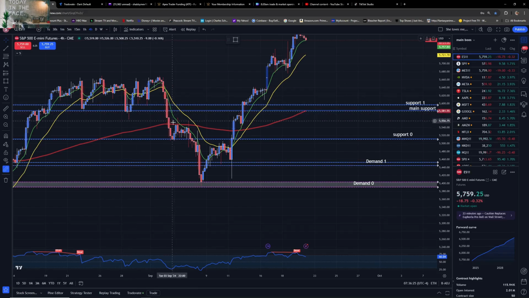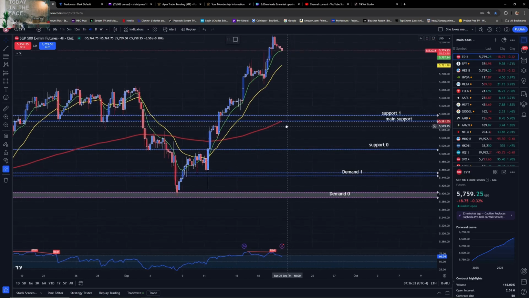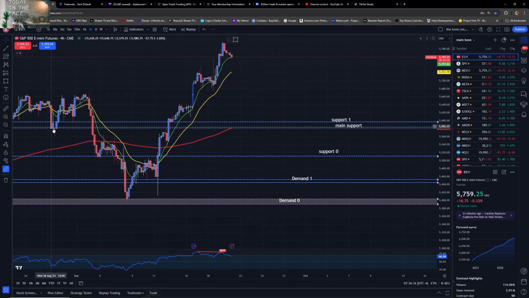We finally break down below it, going way down further. So now that this is the 4-hour 200 EMA right here, you now know that when we come down here, just like before, we're gonna have a very strong reaction to the upside. And the 200 EMA came to meet that. It came to tell you the story that, hey, I confirm that this is a strong level of support, or a demand zone. So this is demand 0.